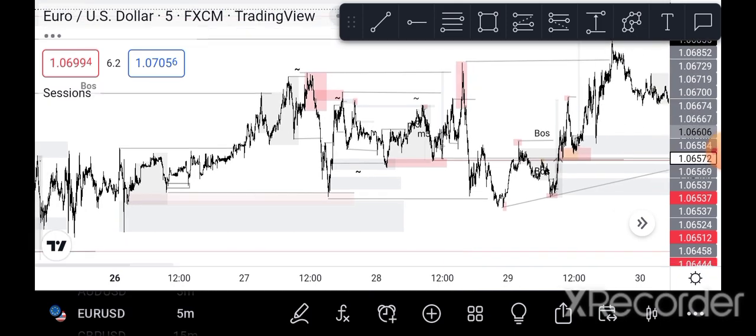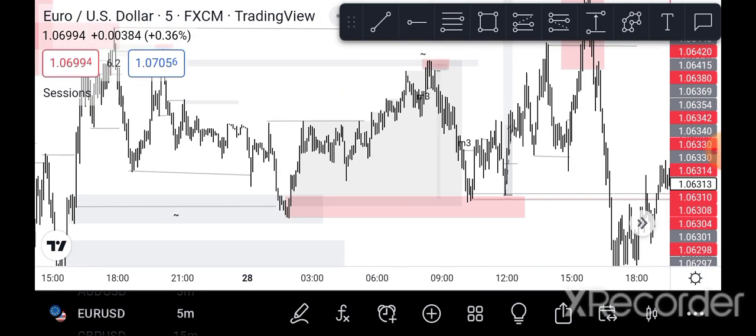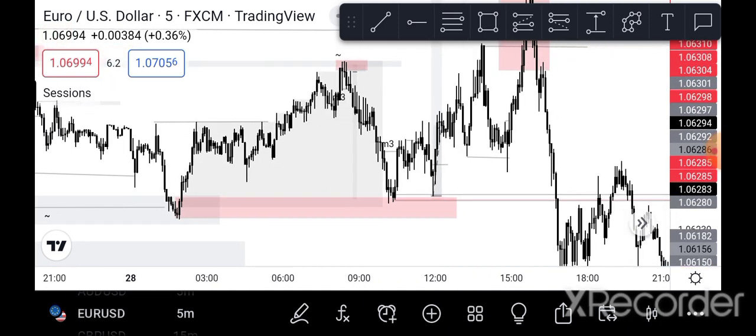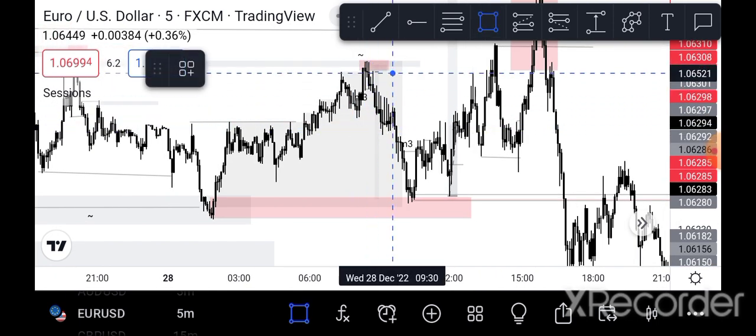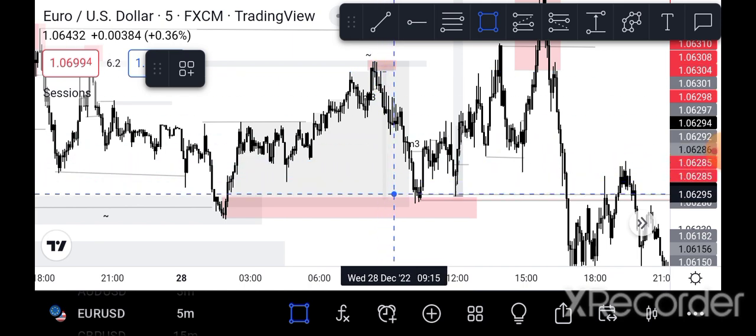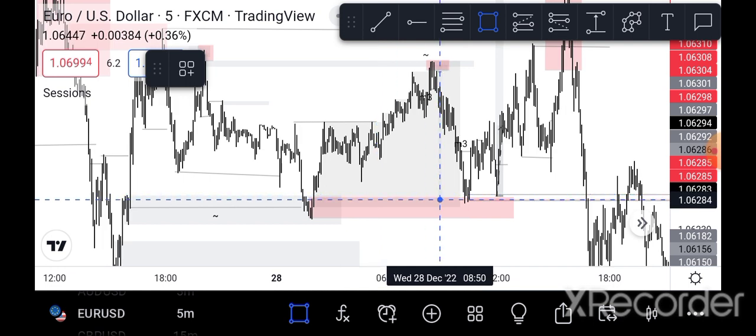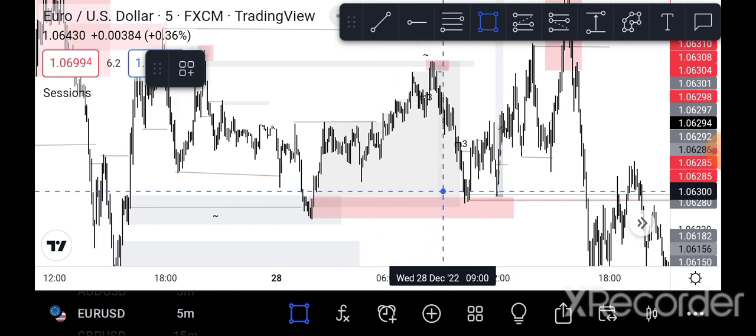Okay. Yeah, I think it's better here. 5 minutes. It's better here. So now you can take a trade here. You can take a trade here. But for me, what I would do now is that I know that this is where the buy has to come from. It's where the buy has to come from.